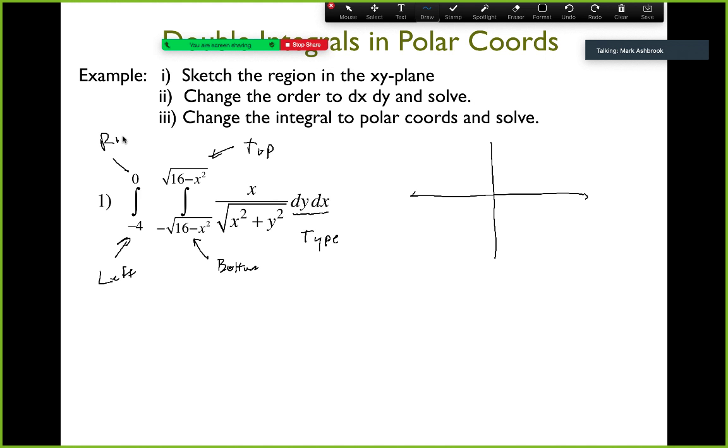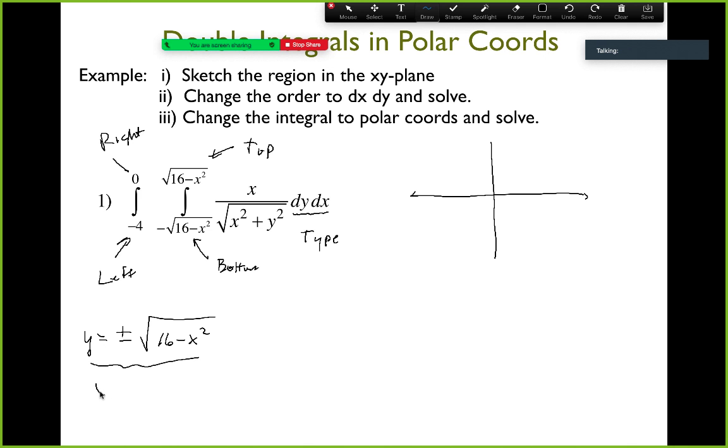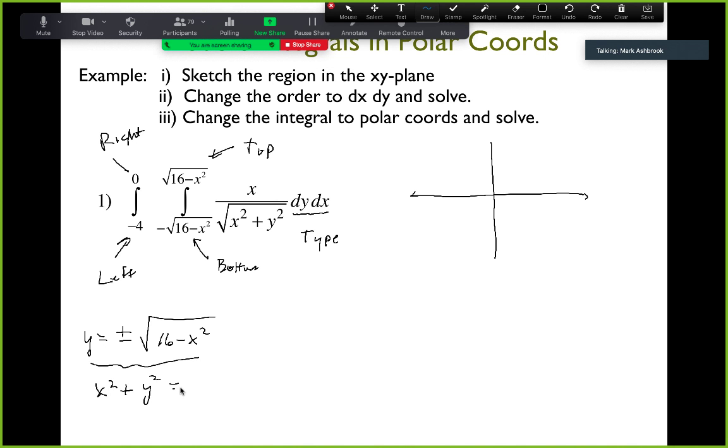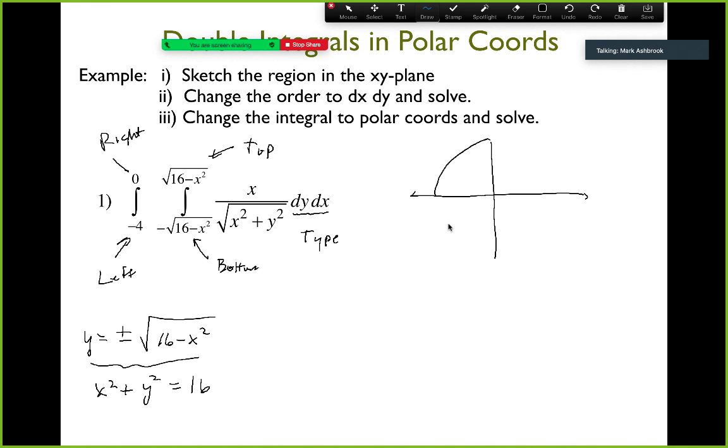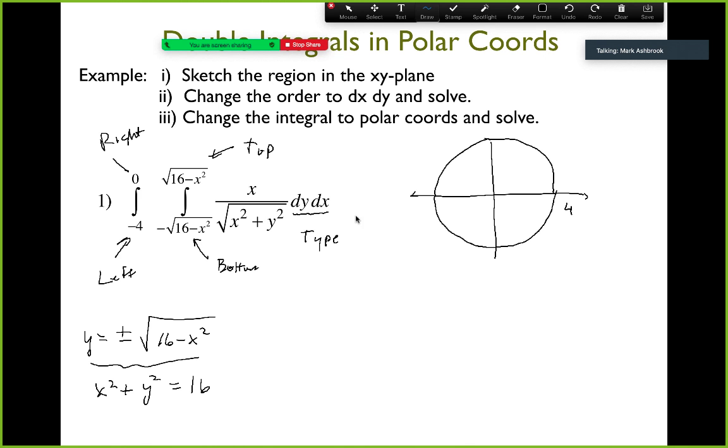So what do we have there for our bottom and top? Basically y equals plus or minus the square root of 16 minus x squared. What do we got? A circle, radius 4. So this is the circle x squared plus y squared equals 16. And so bottom to top: the bottom is the lower half of the circle with a minus, and the top has the plus, so the top is the top half.